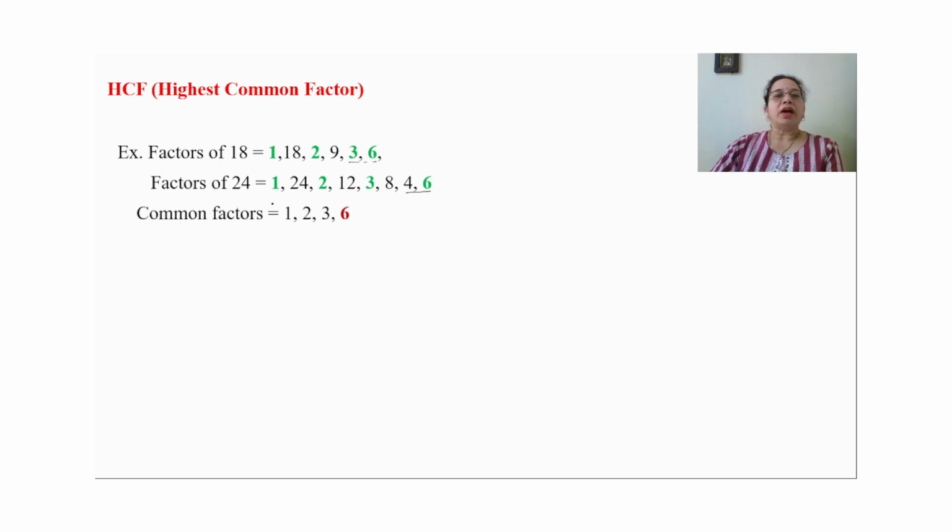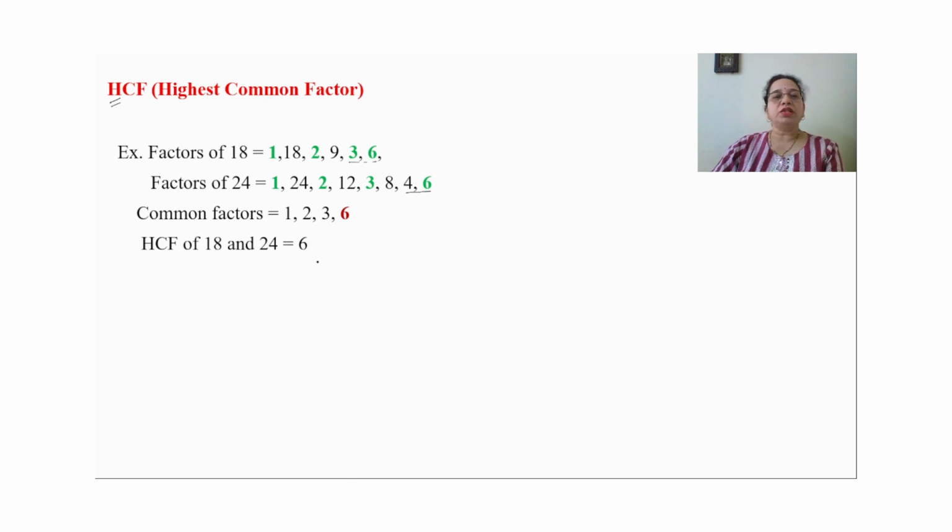Now common factors, what are the common factors over here? So here you can see that 1 and 1, this is common, 2 and 2, this is common, 3 and 3, this is common, 6 and 6, again this is common. So 4 factors are common between 18 and 24, those are 1, 2, 3, 6. And since here we are searching for highest common factor, which is the highest factor over here? 6. So HCF of 18 and 24 will be 6.